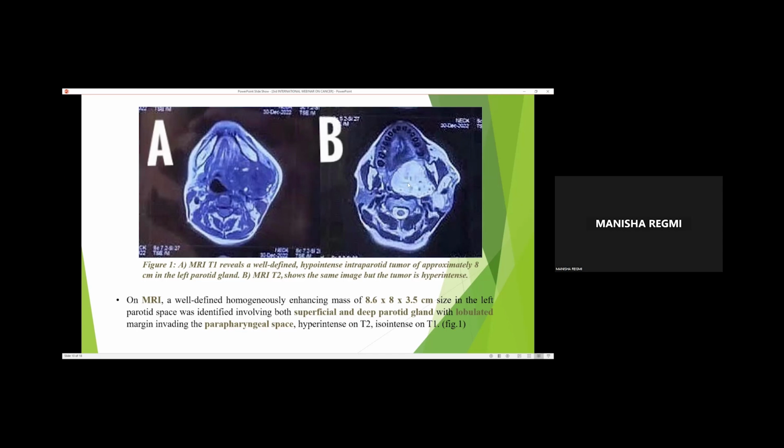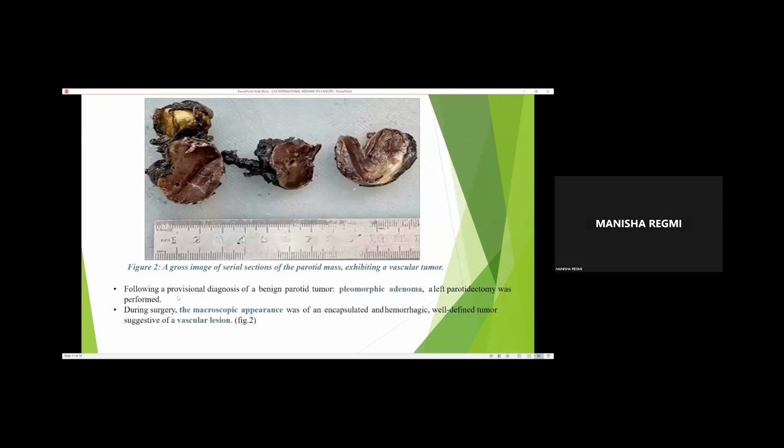So this is a large tumor present in the left parotid gland, and it is encroaching on the space adjacent to it. So we thought this could be some kind of tumor, and there were real concerns about what the finding could be. Following a provisional diagnosis of a benign tumor, we thought it was a pleomorphic adenoma, so a left parotidectomy, excision of the parotid, was performed.